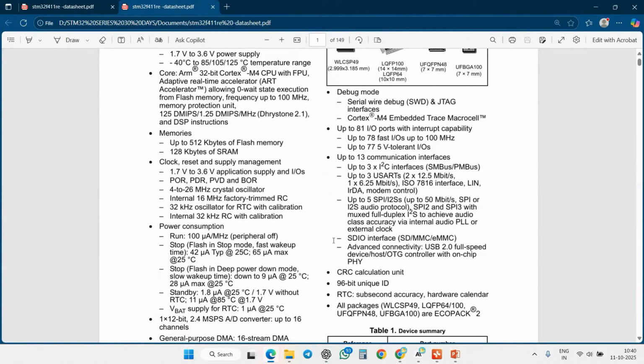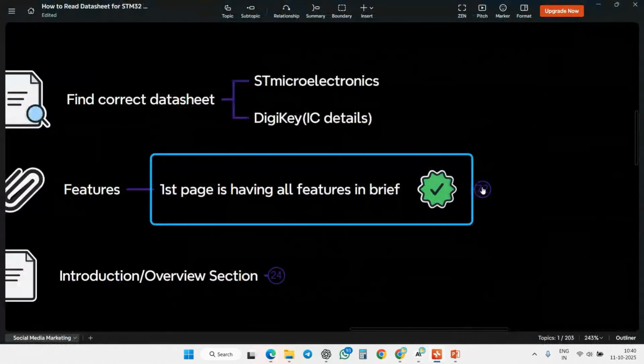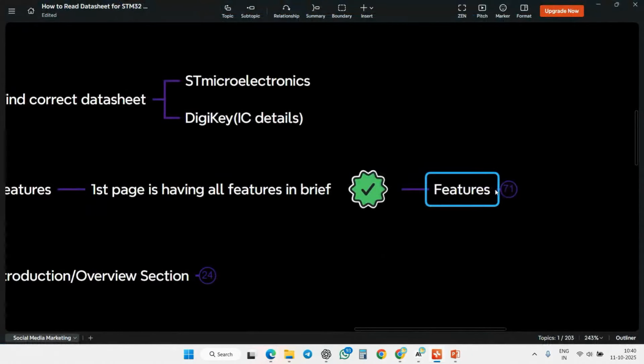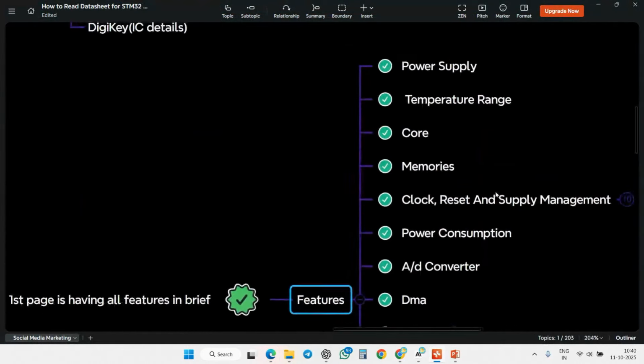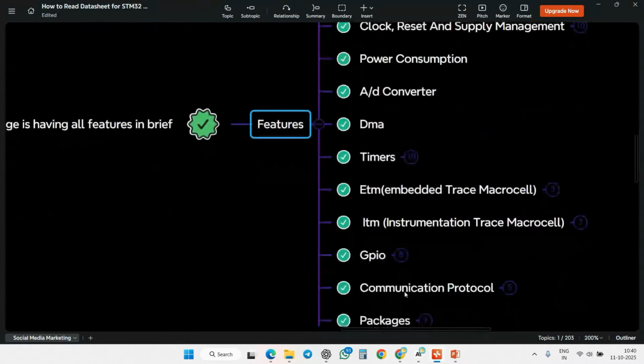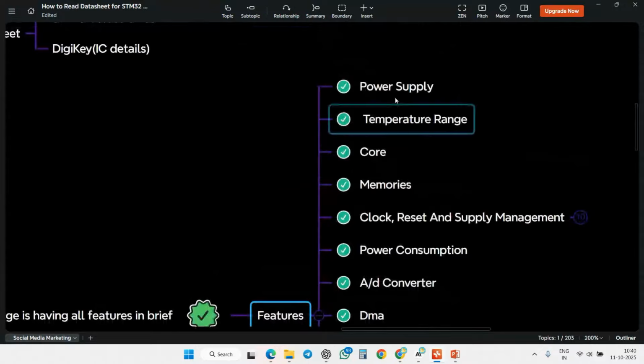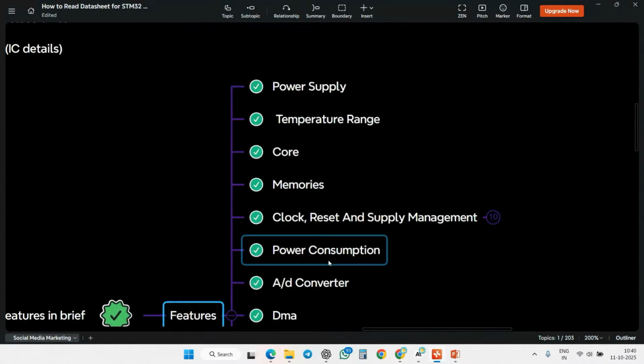Okay, so that is what the first page is going to tell you. In this case, these features, we are going to study those parameters. So what are the parameters which are present here? I'm just showing here in front of you.